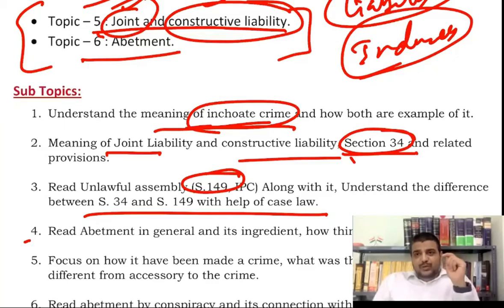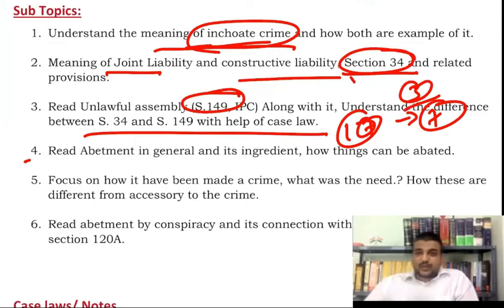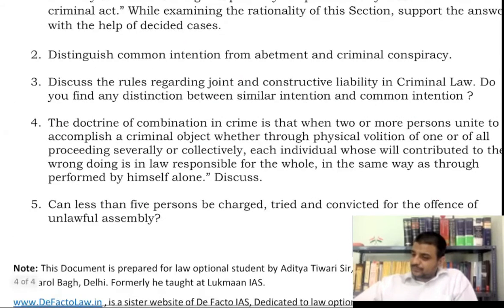There has been a question: suppose there were 10 people going to rob you. Seven of them could not be identified and flew away, and only 3 of them were caught by the police. The question is, can the 3 of them be charged for an offense under section 149? The answer is yes. This is the difference that you have to understand, because this question has come multiple times. I have given some previous questions also. Let me show you. See here.